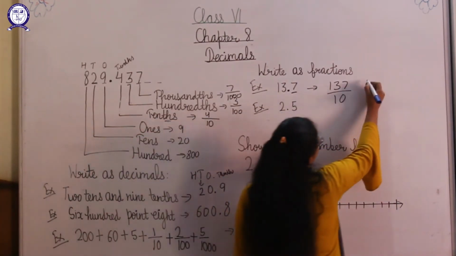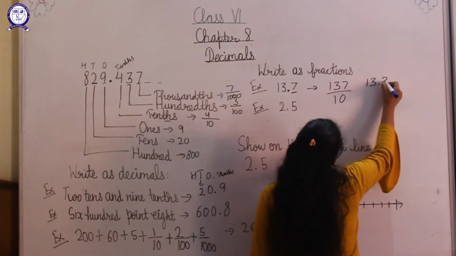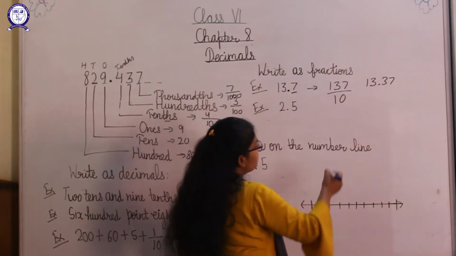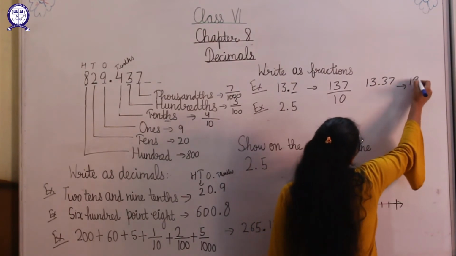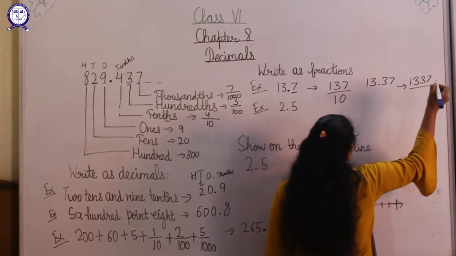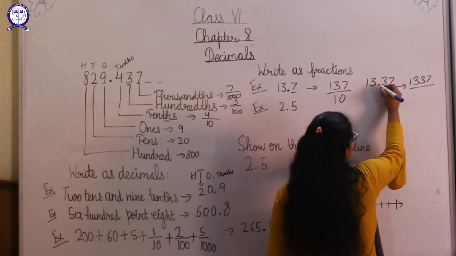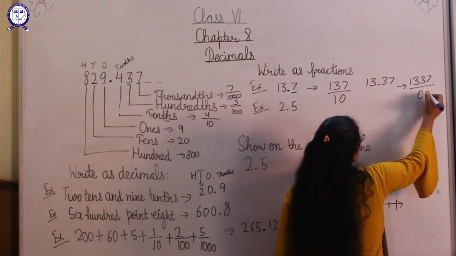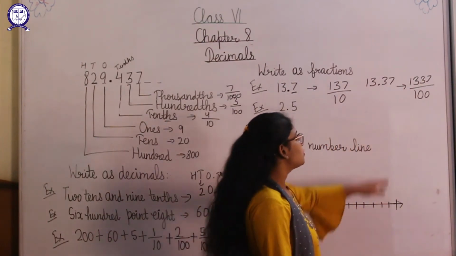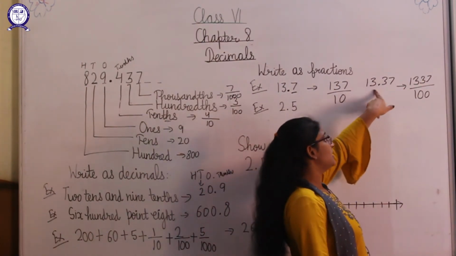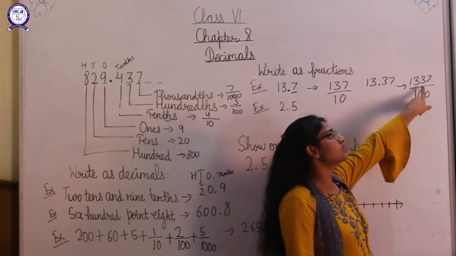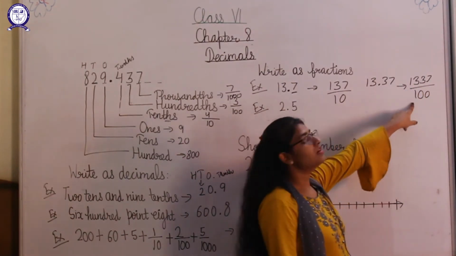Suppose students, if the number was 13.37, then what will be the fraction? We will write it as 1337, and then in the denominator what will we write? After the decimal here are 2 digits, it means we have to put 2 zeros and it will become 100. So the fraction for 13.37 will be 1337 divided by 100.